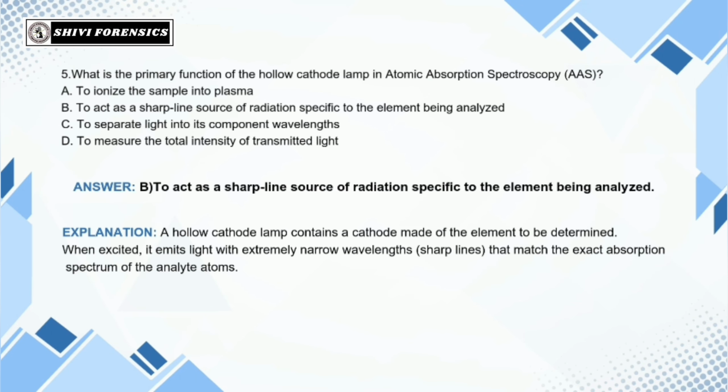Fifth question. What is the primary function of a hollow-cathode lamp in atomic absorption spectroscopy? And the answer is to act as a sharp line source of radiation specific to the element being analyzed. A hollow-cathode lamp contains a cathode of an element, and when it is excited, it emits light with a narrow wavelength that matches the exact absorption for the analysis.